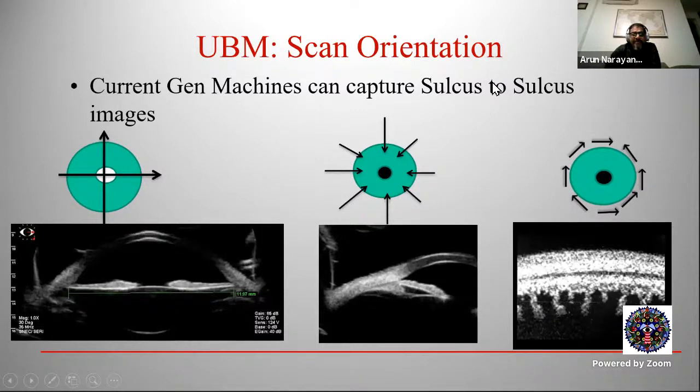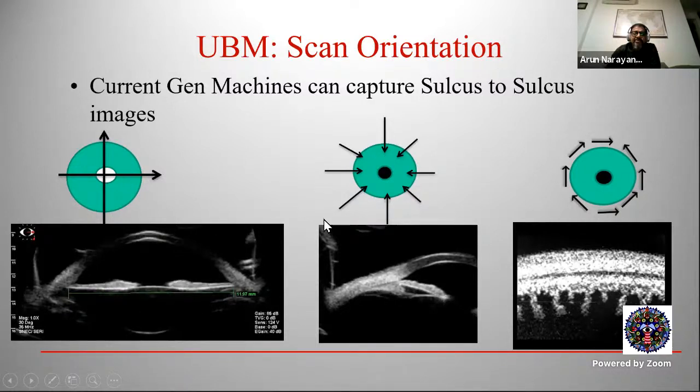Before I move on to that, I'd like to give a brief overview so that you understand what these images mean and how these scans are done. The typical standard scan involves the axial capture with the probe facing the central cornea along the horizontal and the vertical meridians. This is what you end up seeing.